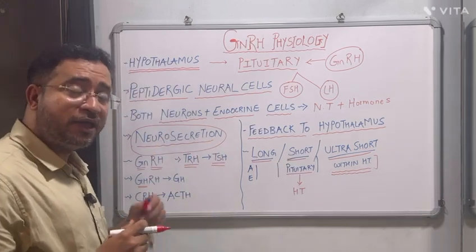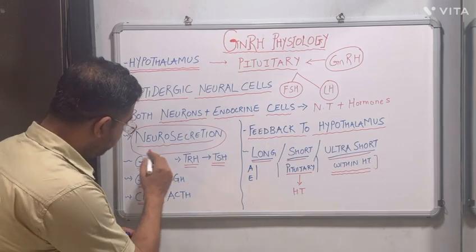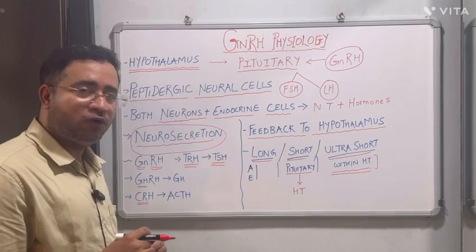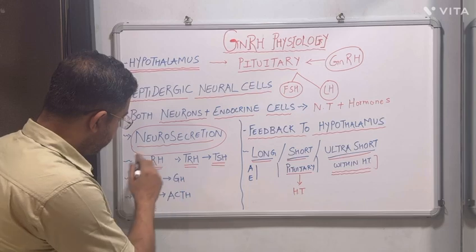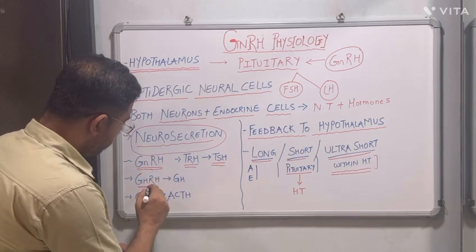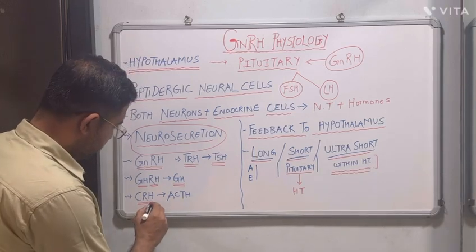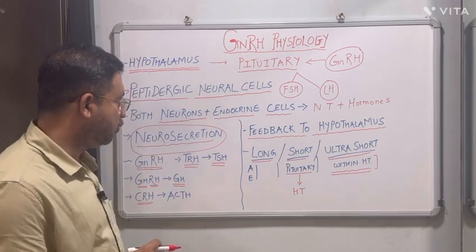Now, there are various releasing hormones from the hypothalamus, and out of all these hormones, in view of reproductive endocrinology, the most important one is GnRH. The others are GHRH, that is growth hormone releasing hormone, CRH, the corticotropin releasing hormone, and thyrotropin releasing hormone.